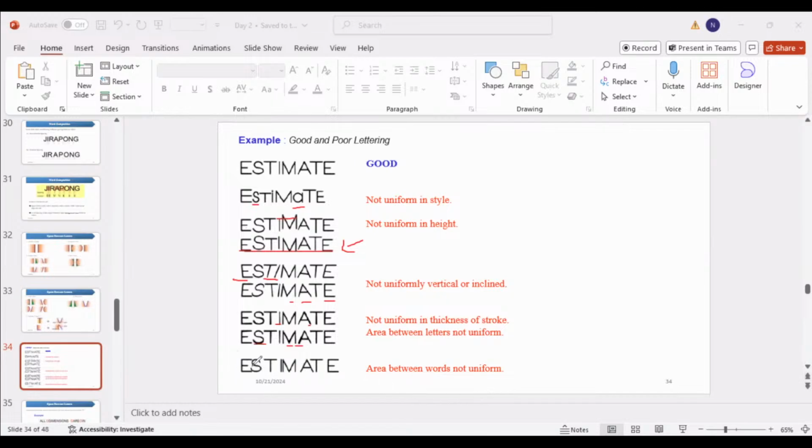Here you can see that the area between the letters is not uniform. Here there is a very large area, and there is no space between I and M, right? There is only a very small gap. Likewise, the area between the letters is not uniform. So you can see that lettering in manual drawing is a much more complex thing, right? Writing becomes quite complex.